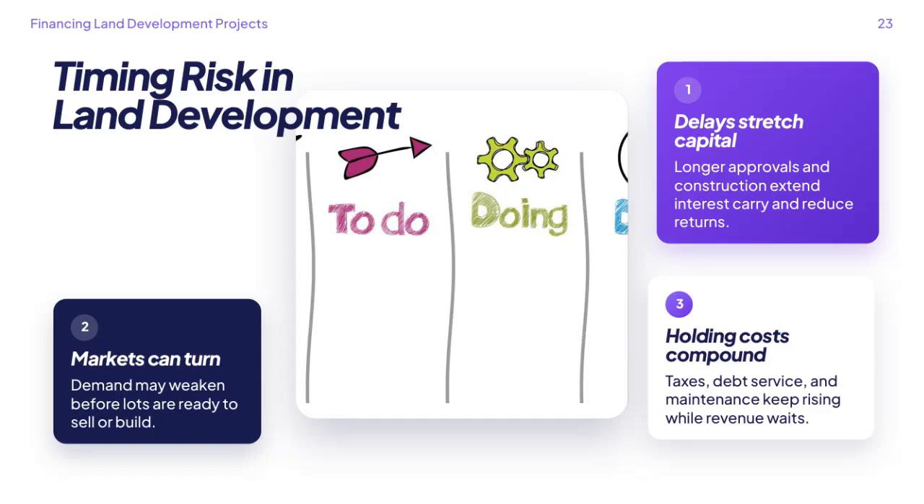Let's take a closer look at the timing risks involved in land development. First, delays can stretch capital significantly. When approvals and construction take longer than expected, the interest costs pile up, which ultimately reduces the overall returns on the project. Next, markets can shift unexpectedly. Demand might weaken before the lots are ready to sell or build, which can create challenges in completing the development profitably. Lastly, holding costs tend to compound over time. Expenses like taxes, debt service, and maintenance continue to rise even though the project isn't generating revenue yet. Understanding these timing risks is crucial for effectively financing land development projects.